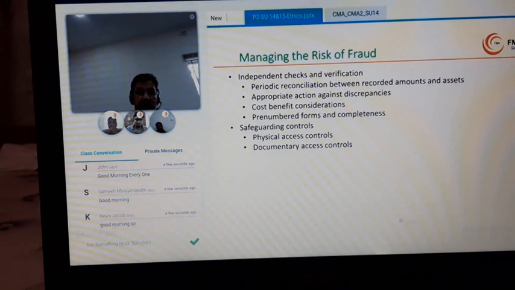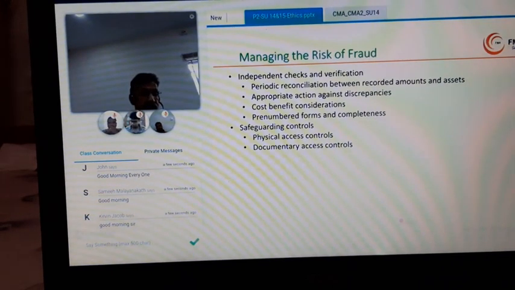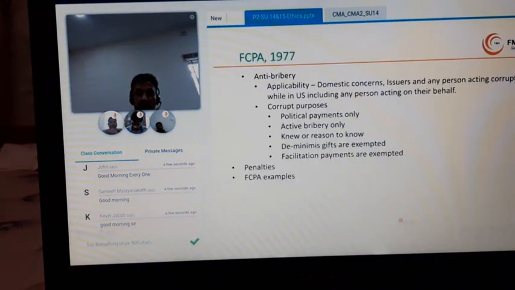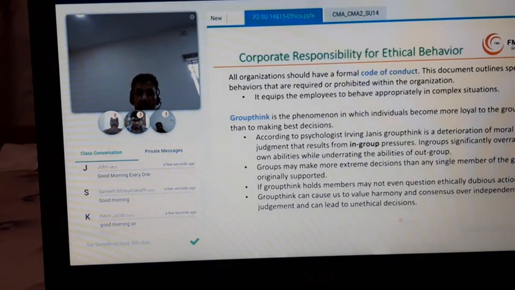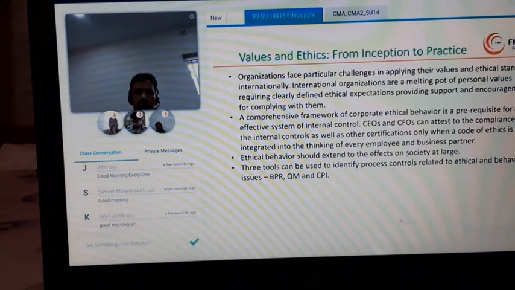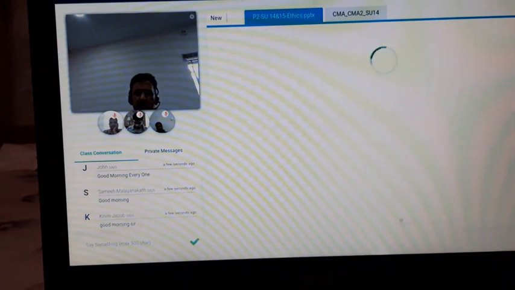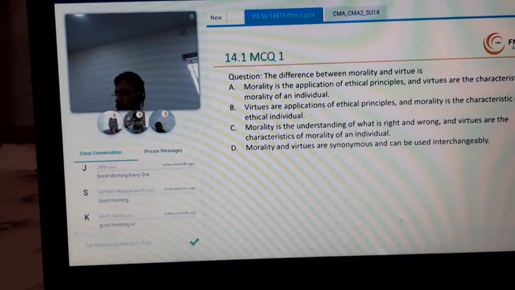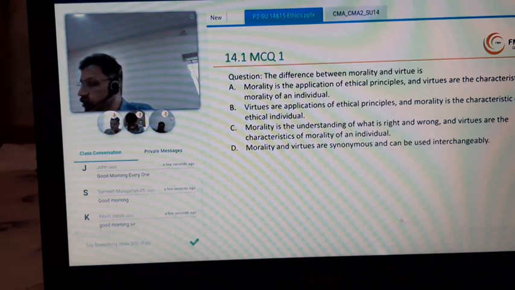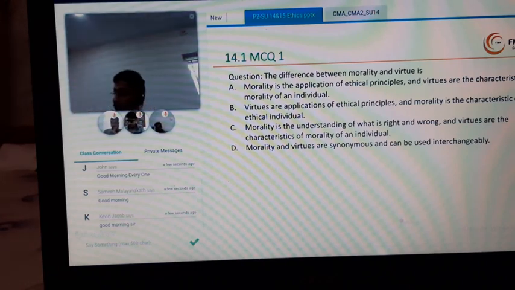Independent checks and verification, safeguarding control, physical access controls and documentary access controls, all that I know. Now, these are all next. I think we have finished up to question number 10. Now we will take question number 11.